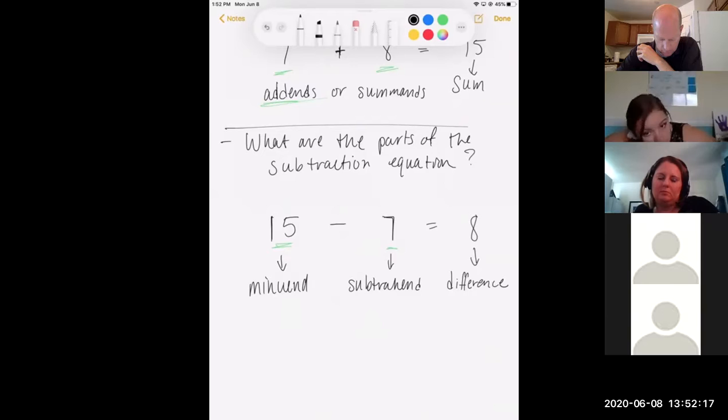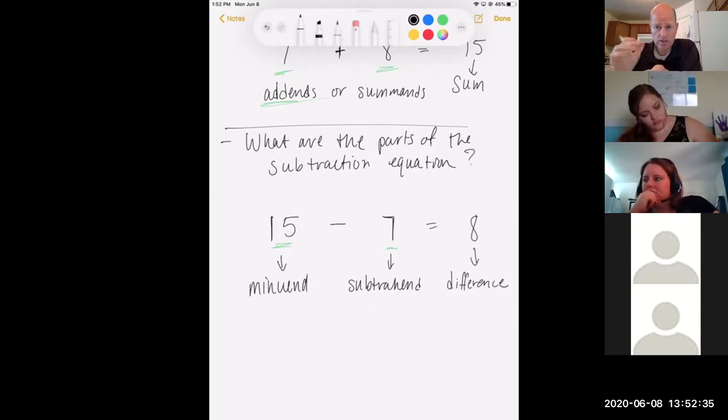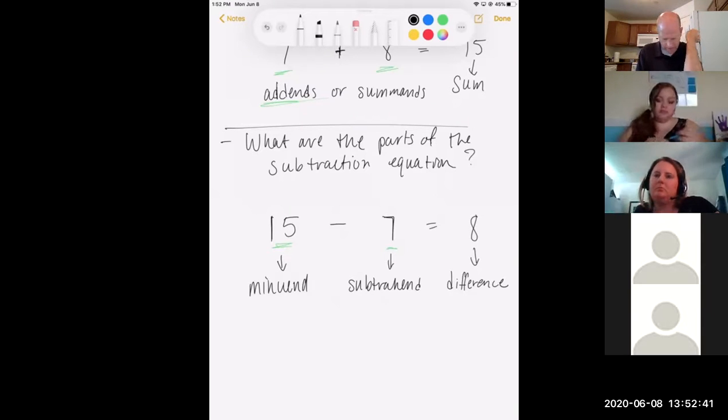But if you need to talk about the parts of a subtraction problem, you can say the first number is the minuend and the second number is the subtrahend. They do not have names that are interchangeable because it does matter which way you subtract. You'll get a different answer if you switch the numbers, right? So the first number is the minuend.